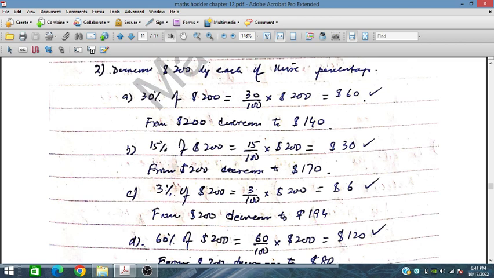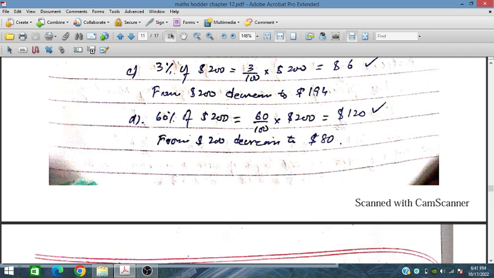Now decrease $200 by each of these percentages. 30% of $200 is equal to $60. So the $60 has decreased. So $200 minus 60 is equal to $140.